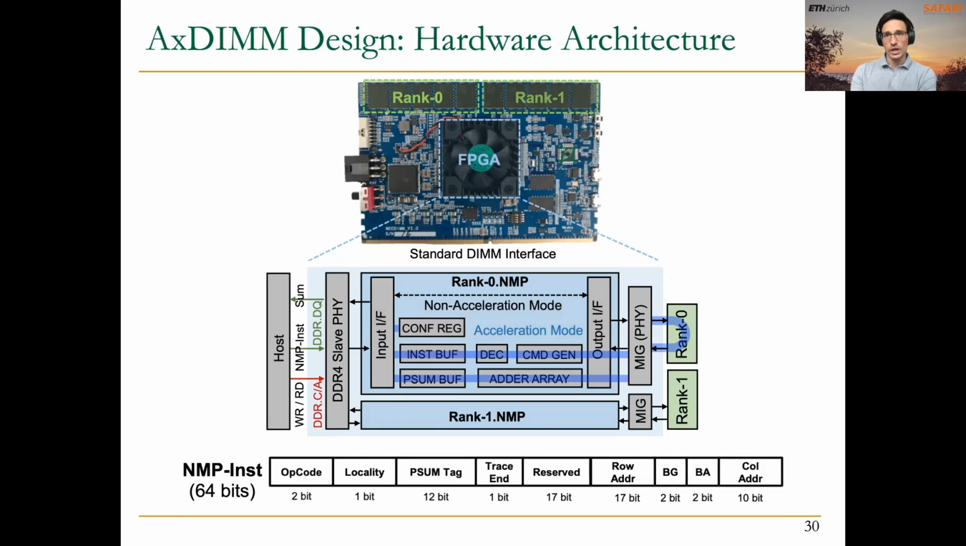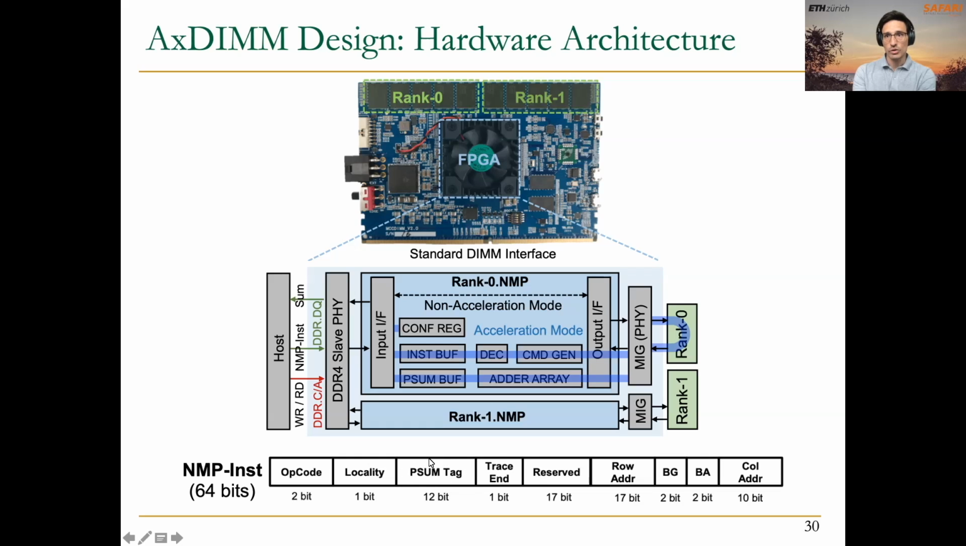And this is how the NMP instructions look. You can see they are 64-bit instructions, and you can identify here the opcode for the different operations that the near memory processing unit supports. We can also identify here row and column addresses for the addresses that are going to be accessed in the ranks, and also these tags for PSAM.